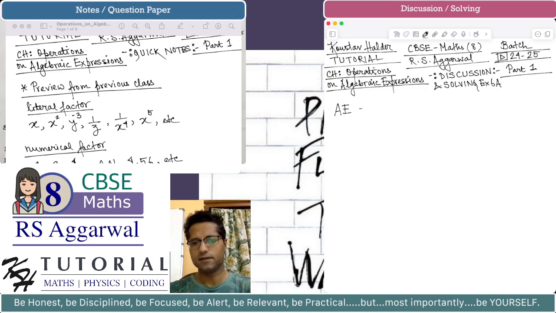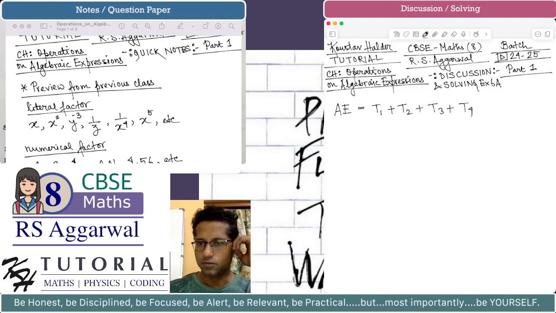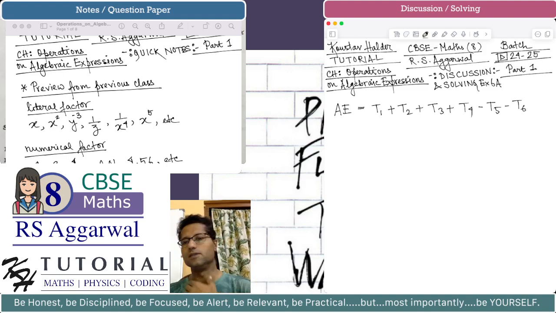The format is that you will have a term 1, let's say T1, and then term 2, and then term 3, like this, term 4. So this is the general format of an algebraic expression. There could be term minus term 5 and minus term 6. In this algebraic expression, we see there are 6 terms, T1, T2, T3, T4, T5, T6, connected by either plus or minus operations. So this is the basic format of an algebraic expression.